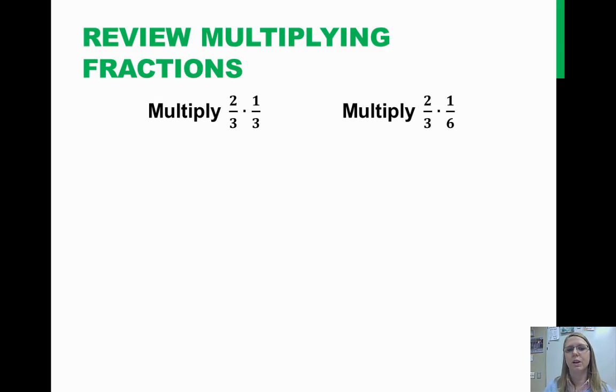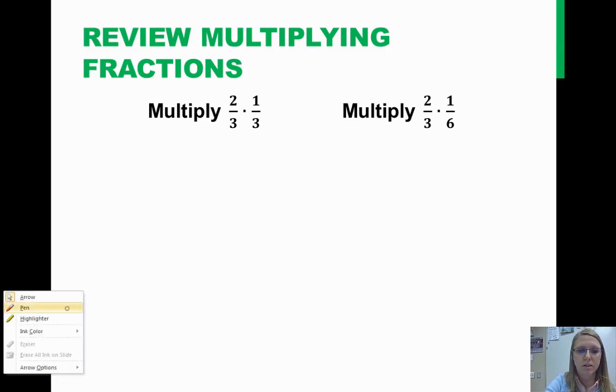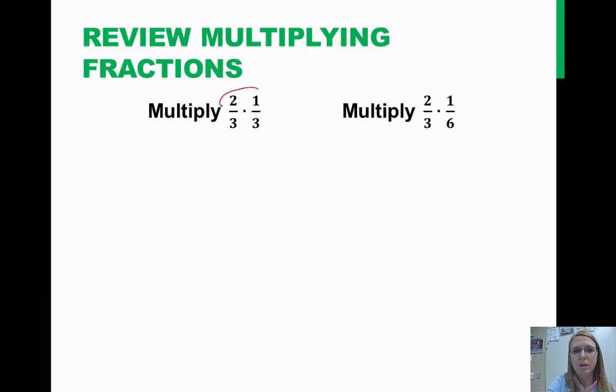So first, let's look at multiplying fractions. One of the things you need to remember when multiplying a fraction is you're going to multiply straight across. So you do not need a common denominator for this. In this case, this would be 2 times 1, so that would be 2 on the top. And the bottom would be 3 times 3, so it would be 9. So our final product of multiplying this particular fraction is 2/9.